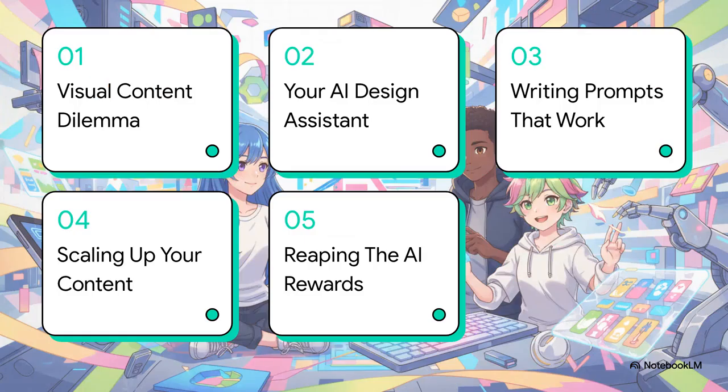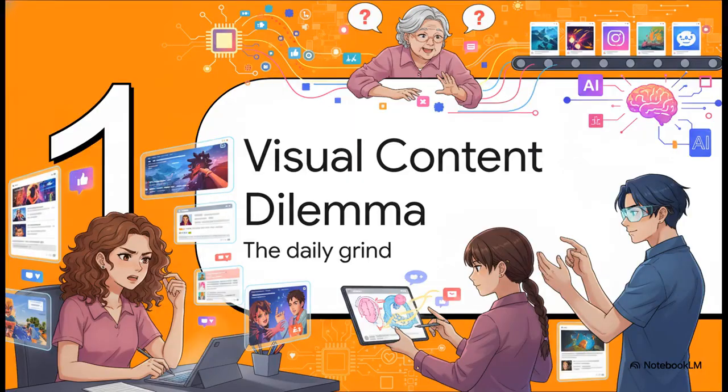So here's our game plan. First, we'll tackle what I'm calling the visual content dilemma. Then, I'll introduce you to your AI design assistant. After that, we get hands-on with writing prompts that work. From there, we'll look at scaling up your content, and finally, we'll wrap up with reaping the AI rewards. All right, let's kick things off with Section 1, the visual content dilemma.